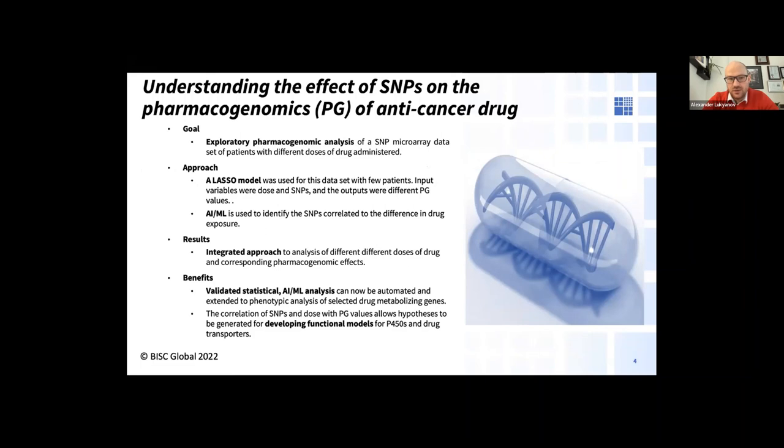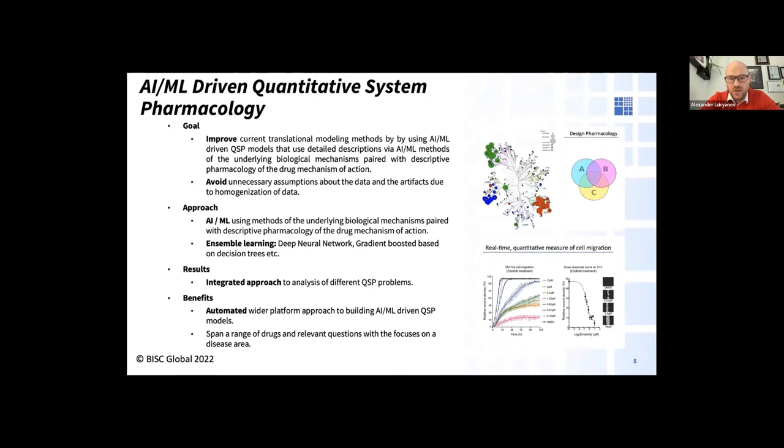Analyzing this data and identifying different aspects related to different diseases is an essential part of using machine learning. With a combination of machine learning and conventional bioinformatics tools, you can achieve pretty significant results. In that particular project, for example, things were analyzed based on SNP microarray data for a set of patients with different doses of drug administration. We were able to build statistically significant conclusions based on the AML analysis and correlate SNP and dose of the drug to different PD values and test certain hypotheses. One of the examples which I'm going to mention later in great detail, which is related to quantitative systems pharmacology, would be related to analyzing a certain phenotype.